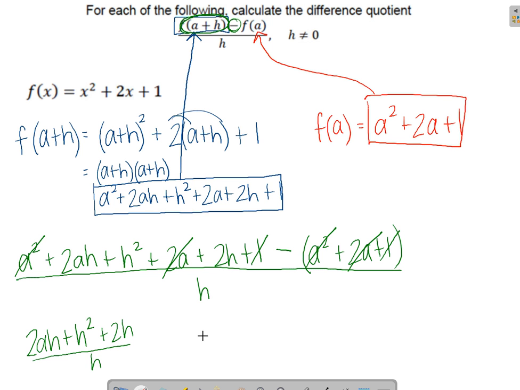Because every single term in the numerator has an h, we are able to simplify this further. You could think of it as either splitting it up into different pieces or factoring an h out of the numerator. By factoring h out, we would be left with 2a plus h plus 2 all over h, and now these h's cancel. Our final answer should be 2a plus h plus 2.